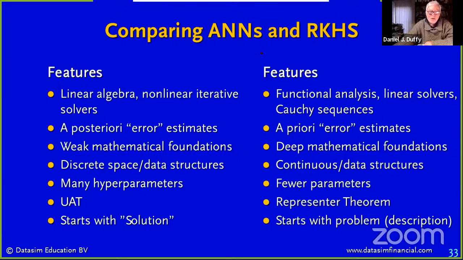So my features, if I had to compare ANNs and kernels: ANN is basically, as far as I can see, very heavily influenced by linear algebra and nonlinear iterative solvers, which converge or don't converge. And kernel methods, functional analysis, Cauchy sequences. By the way, for those of you who are interested, the gradient descent method was invented by Cauchy in 1847. Okay, so the a posteriori error estimates with all these methods, you don't really know. Sometimes it doesn't converge. It's not like finite differences or finite elements or kernels.